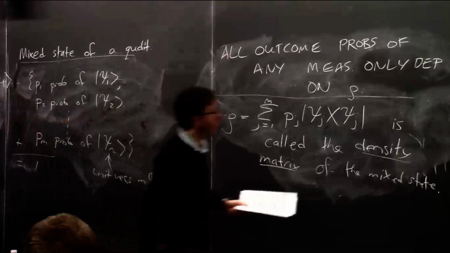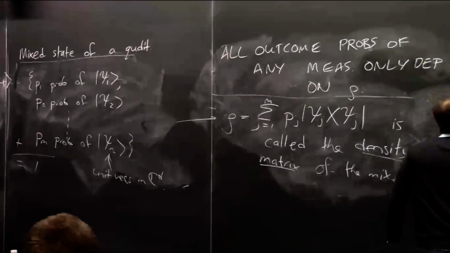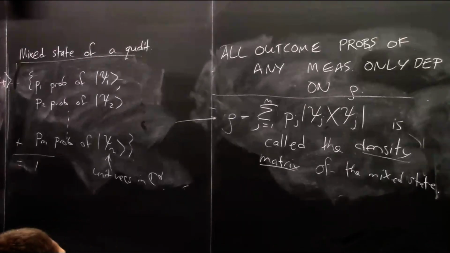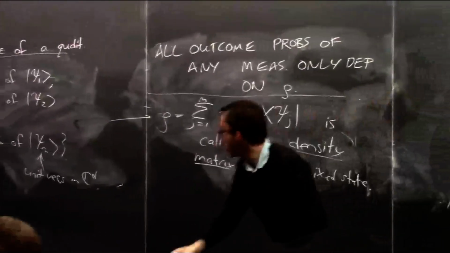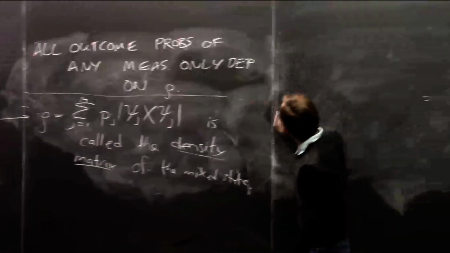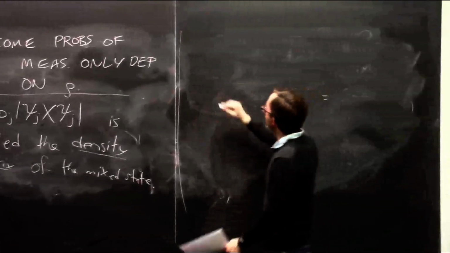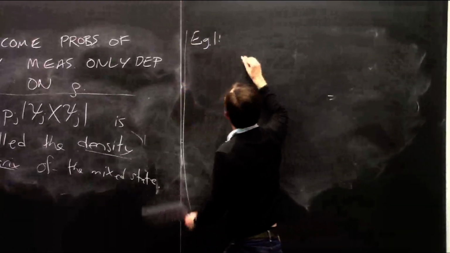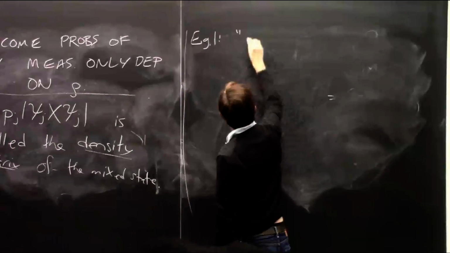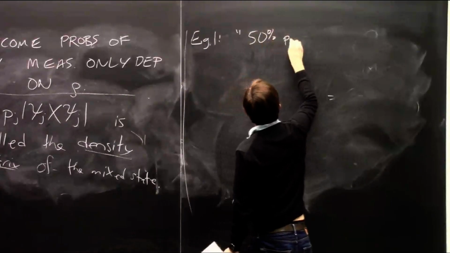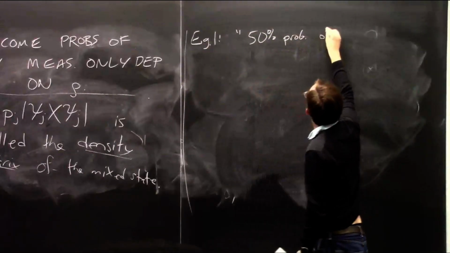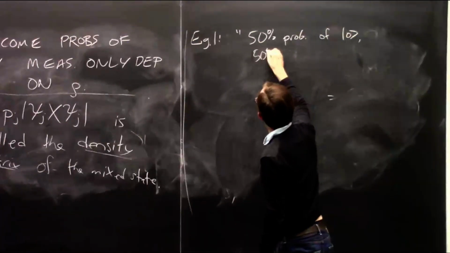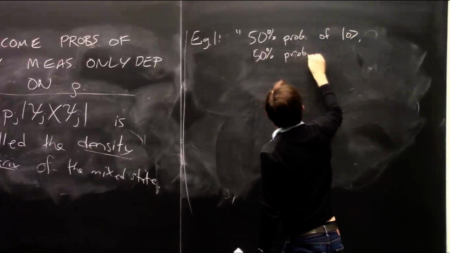OK, so let's do some examples. Definitely our first example is going to be this Alice and Bob, Mars and Jupiter situation that puzzled us initially. So example 1. Let's say you have this mixed state. You have a particle, a single qubit, that has a 50% probability of being the pure state 0 and a 50% probability of being 1.